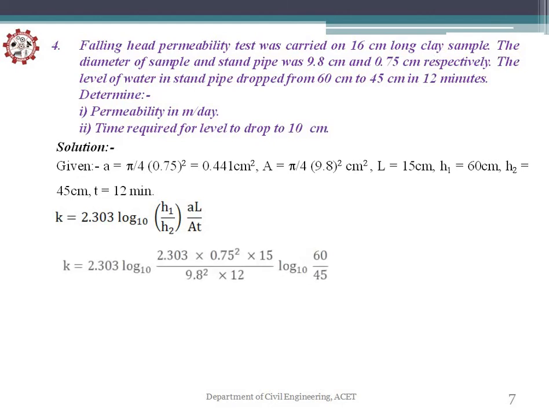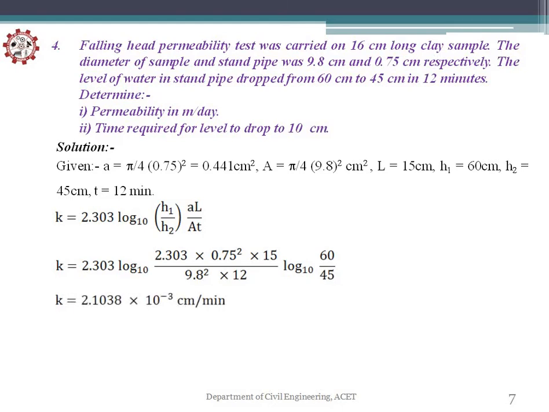then substituting all the given values in the first stage, where H1 is 60 centimeter and H2 is 45 centimeter, your K is coming to you as 2.1038 into 10 raised to minus 3 centimeter per minute. As we haven't converted T into seconds, that's why it will be centimeter per minute.